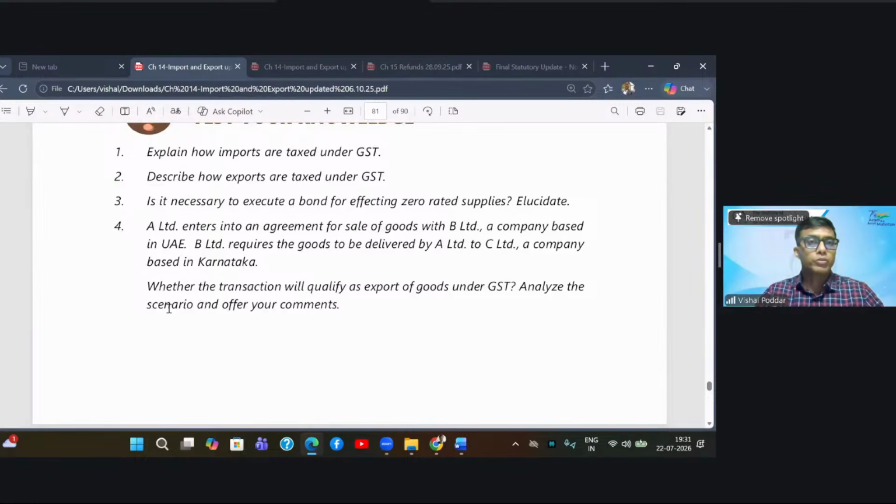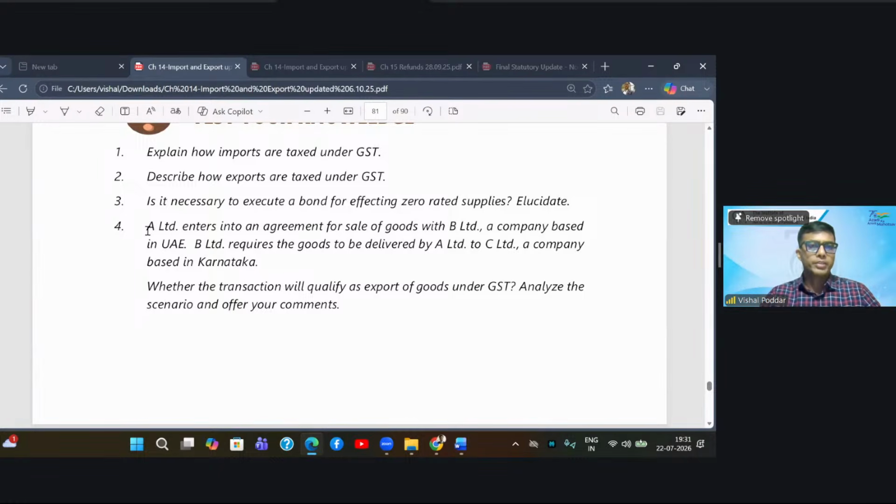Now see, students, you have to be very particular. For export of goods, the goods should physically move outside India. This is what we have seen in the definition. Now here what has happened? A has entered into an agreement with B, and B is a company based in UAE. So B requires that A delivers the goods to C. And where is C? C is a company based out in Karnataka.